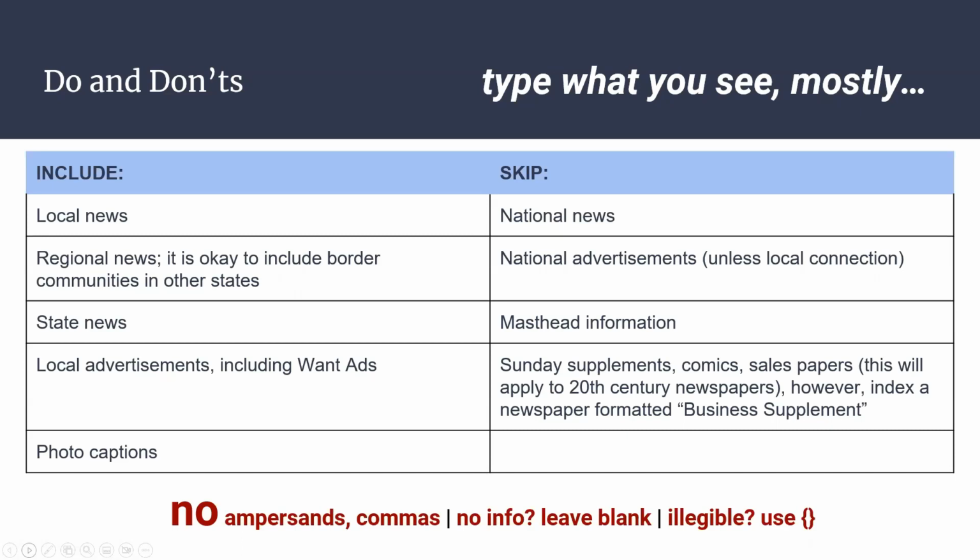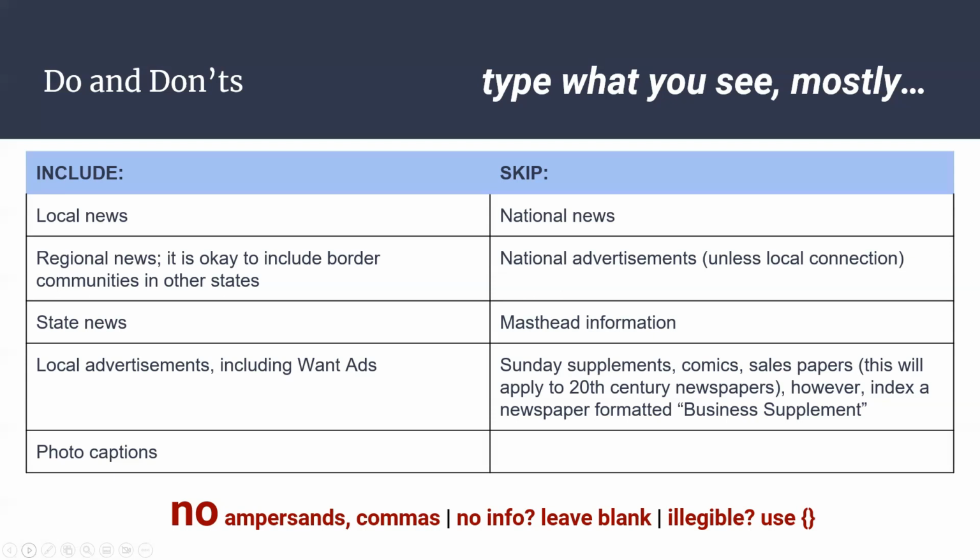You can skip national news, again, unless there's a local connection. You can skip national advertisements, again, unless there's a local connection that's clear to you. You can skip the masthead information. This is usually the information on a page that tells you who the editor is, when it's published. You can skip the masthead. And you can also skip any Sunday supplements, comics, sales papers. Those are things you'll see in 20th century newspapers. We're initially focusing on earlier papers, but in case you see them, you can skip those. But if you do see a business supplement, we would love for you to index that.